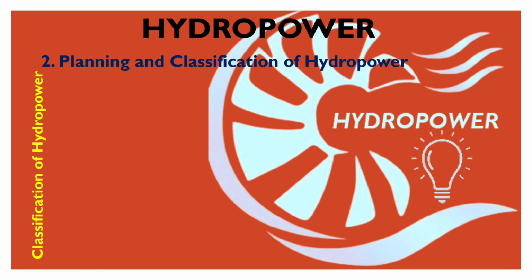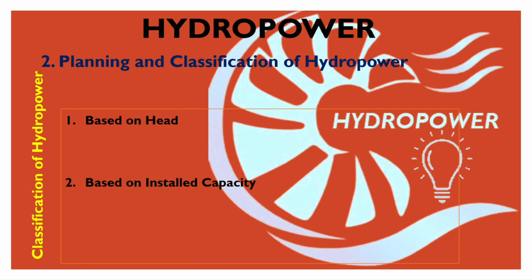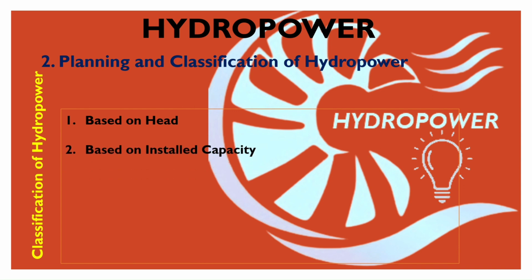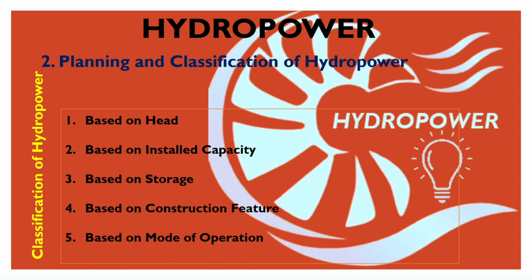Classification of hydropower is: 1. Based on head. 2. Based on installed capacity. 3. Based on storage. 4. Based on construction feature. 5. Based on mode of operation.